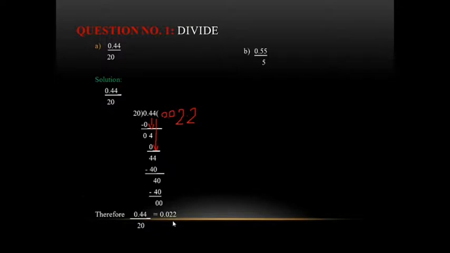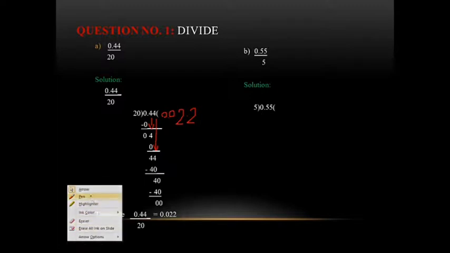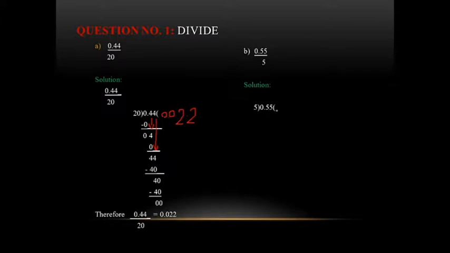Then question number b. 0.55 divided by 5. Now for the solution here also we will do simple division. So that is 5 divided into 0.55. Here we will write 0 into 5 will be 0. So that is 5 into 0 will be 0. Then do the subtraction, it will become 0.